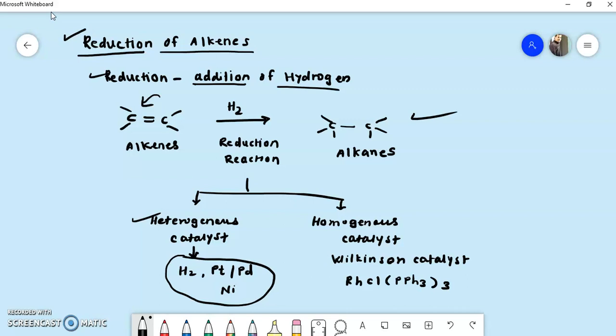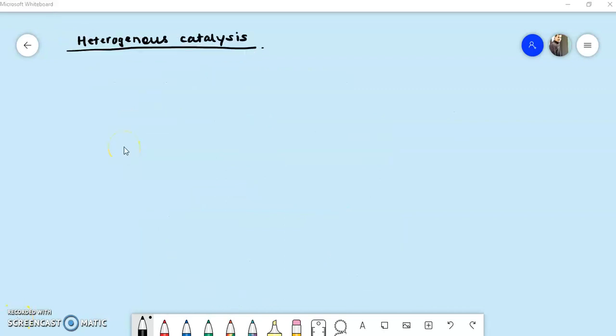Okay, so this is in general about the reduction of alkenes. Reduction of alkene is nothing but the reduction of this double bond, addition of hydrogen to the alkenes to form the alkanes. And this can be carried out by two types of catalysis: heterogeneous catalysis and homogeneous catalysis. So we'll see one by one what these are. First of all, we'll see what is heterogeneous catalysis.